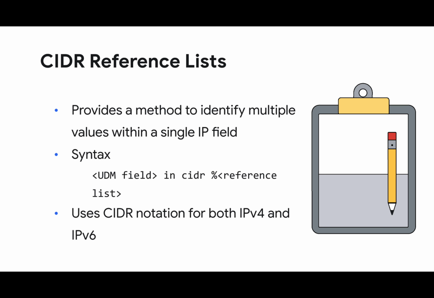We specify in our events section the UDM field name followed by in, CIDR, the %, and the reference list name. The reference list needs to be set to a syntax type of CIDR as well and is done within the list manager. CIDR notation is supported for both IPv4 and IPv6 within a reference list.